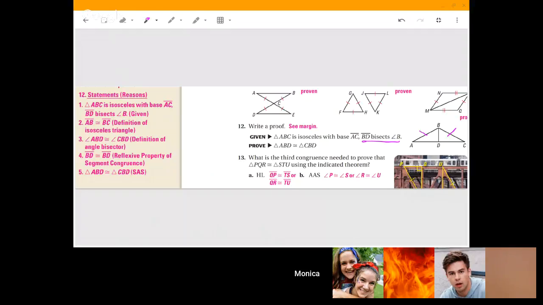No, it doesn't tell us that that's a right angle because it's talking about angle B, which is the angle up at the top, up here. So if we know that BD bisects it, what's the definition of bisect? So it cuts it in half. So if we know that BD bisects angle B, then we know that this angle and this angle are congruent. So ABD is congruent to CBD because of the definition of an angle bisector.